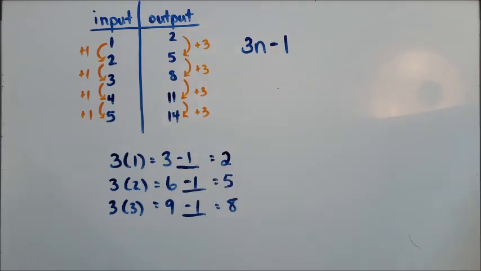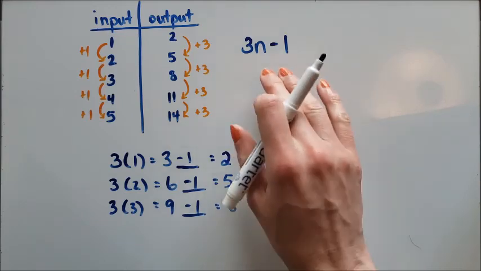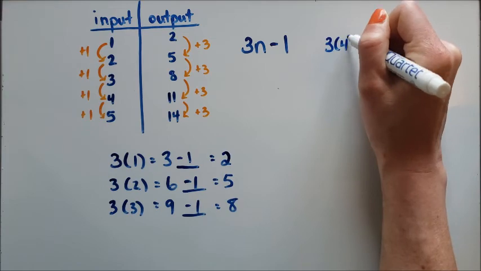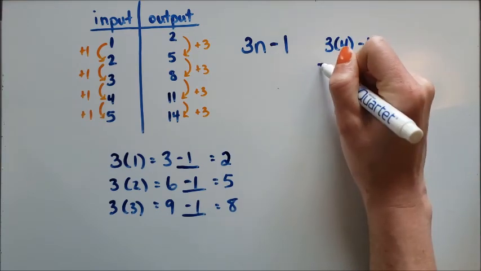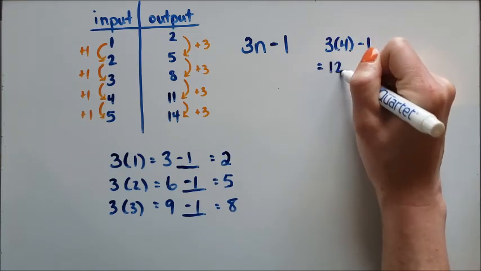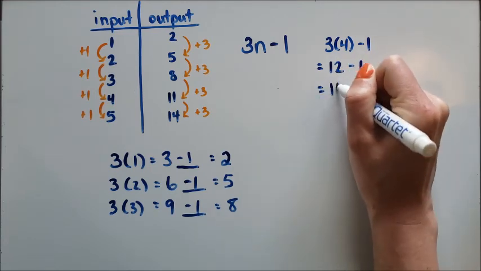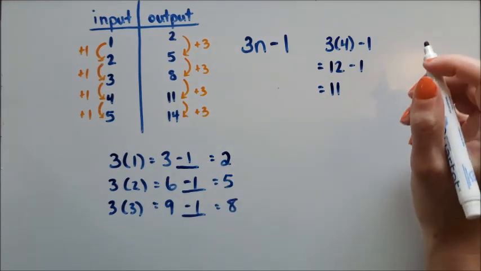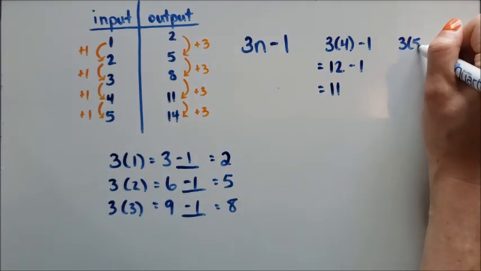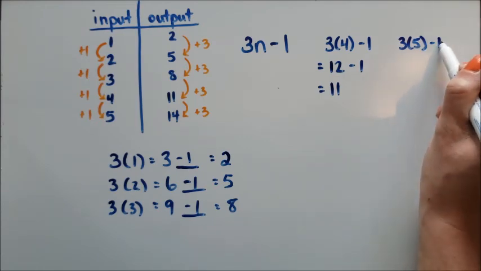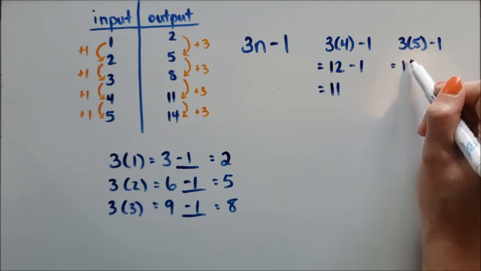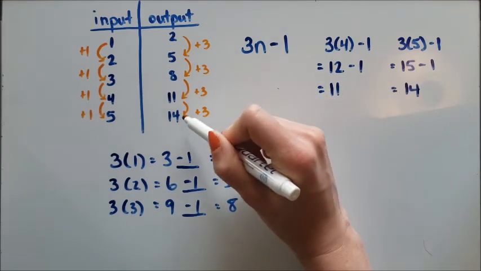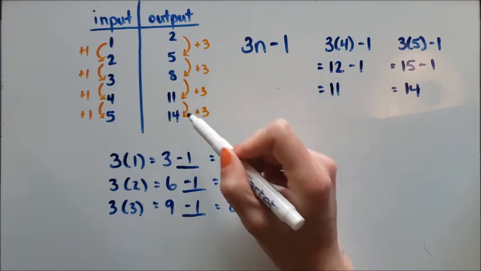Now, I left 2 here because I would like to test them and make sure that my equation is correct. So I can say then that 3 times 4 minus 1. 3 times 4 is 12. Minus 1 gives me 11, which is what it says I should have here. And I can also do 3 times 5 minus 1. So 3 times 5 is 15. Minus 1 is 14. And again, that is where it is located here.